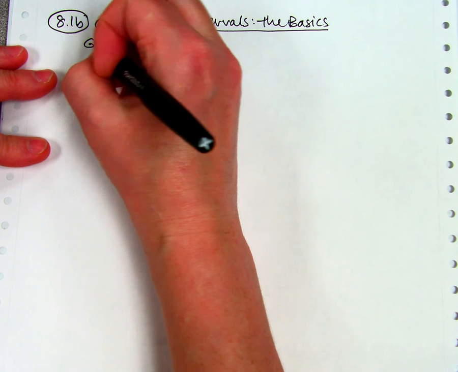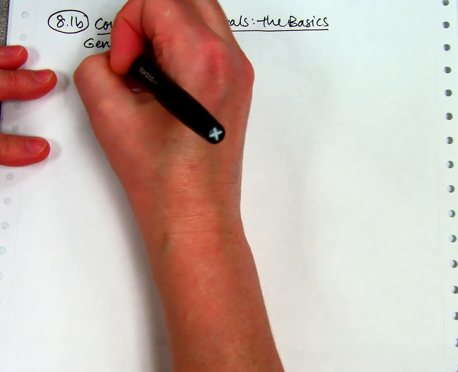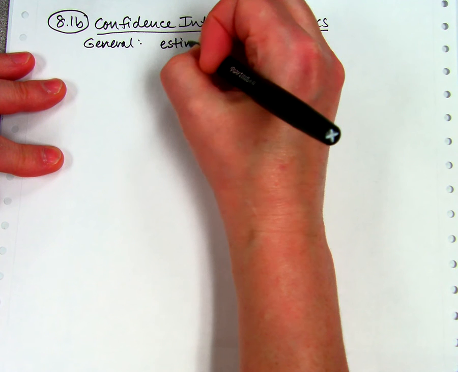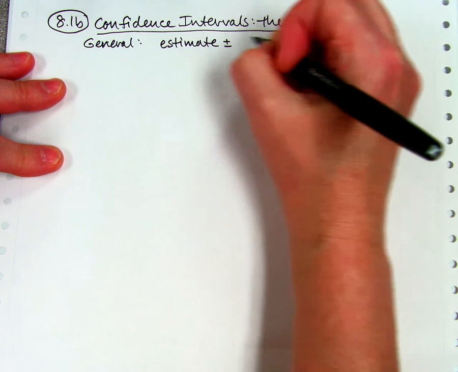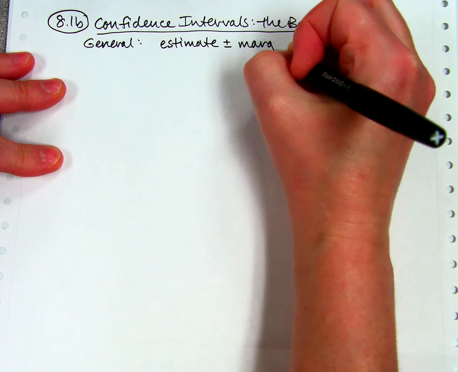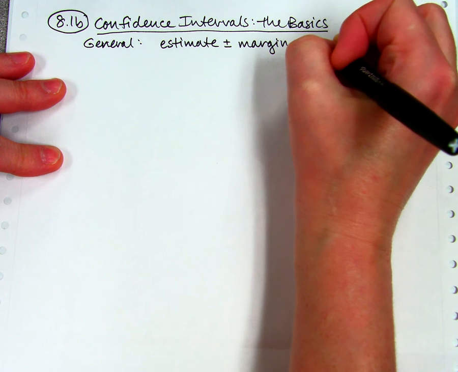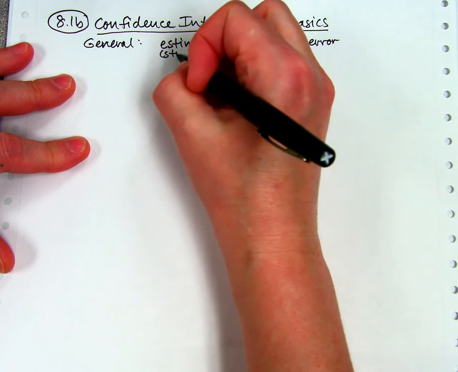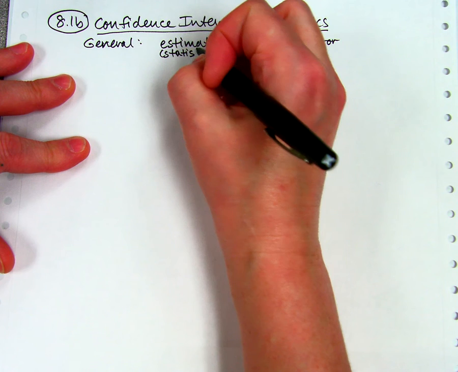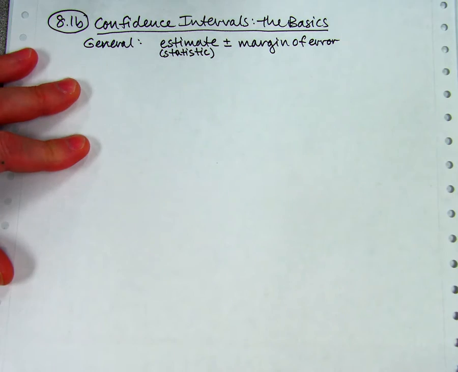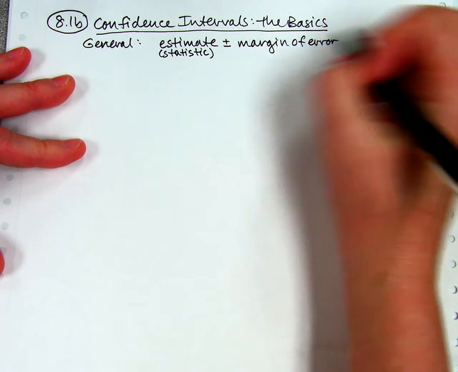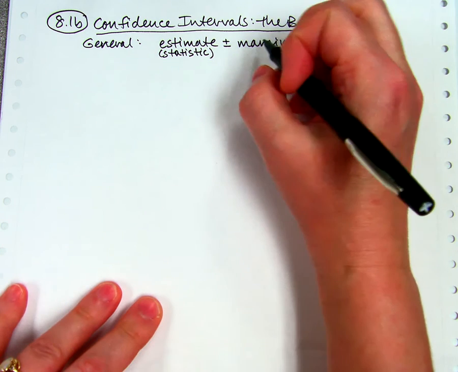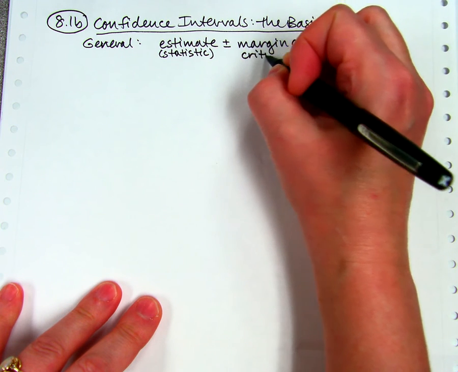8.1b, let's talk about what we talked about yesterday a little bit. A general confidence interval is always your estimate, or point estimate, plus or minus your margin of error. Our estimate is our statistic, usually x bar or p hat. We'll make it specific in a minute. Our margin of error is our critical value, that many standard deviations.